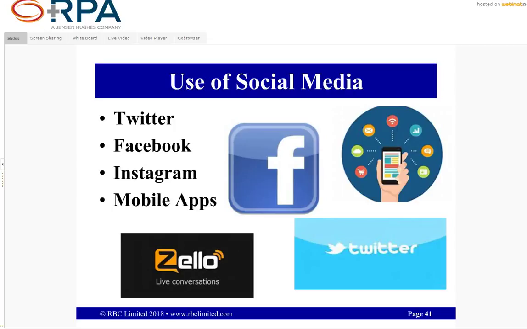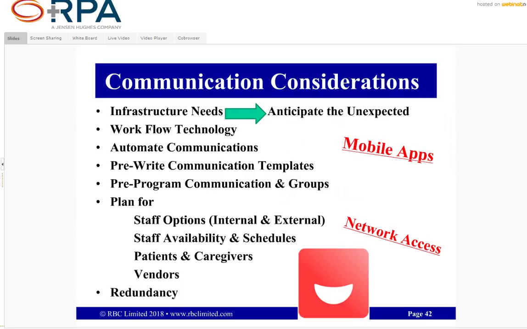So what social media do you use, and where can they be referred to in your communication plan? Your considerations are vital. Certainly the infrastructure to expect the unexpected, the workflow technology to automate communication, and to pre-write those communication templates for your radio announcements, as well as your mass notification.